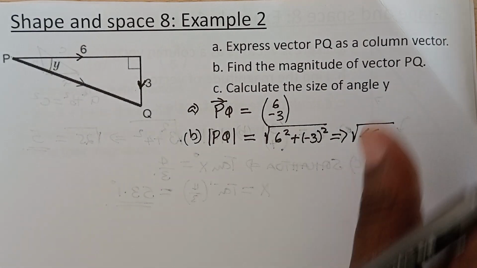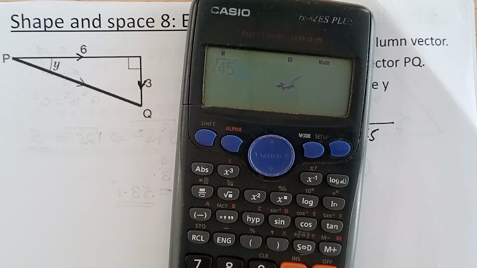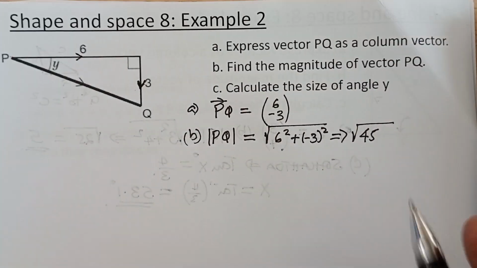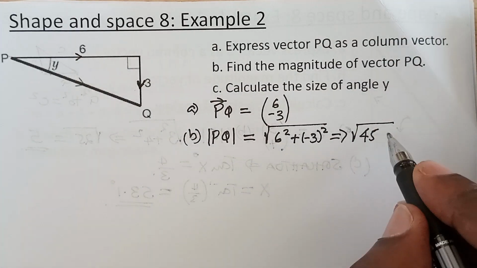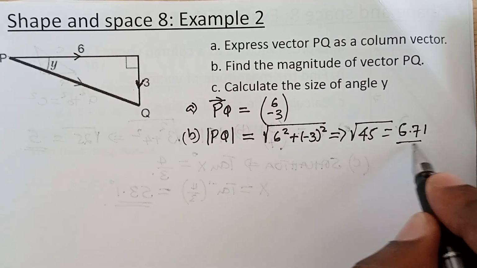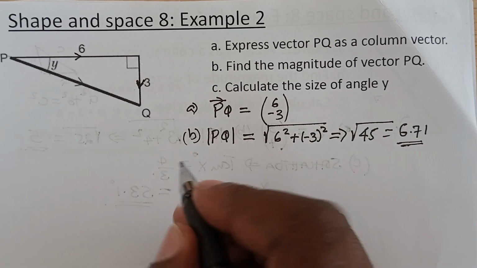The square root of 45, if we get it from a calculator, is basically 3 root 5, but to 2 decimal places it is 6.71. So the magnitude equals 6.71 units. We don't talk about centimeters or meters here, just units. This is to 3 significant figures or to 2 decimal places.